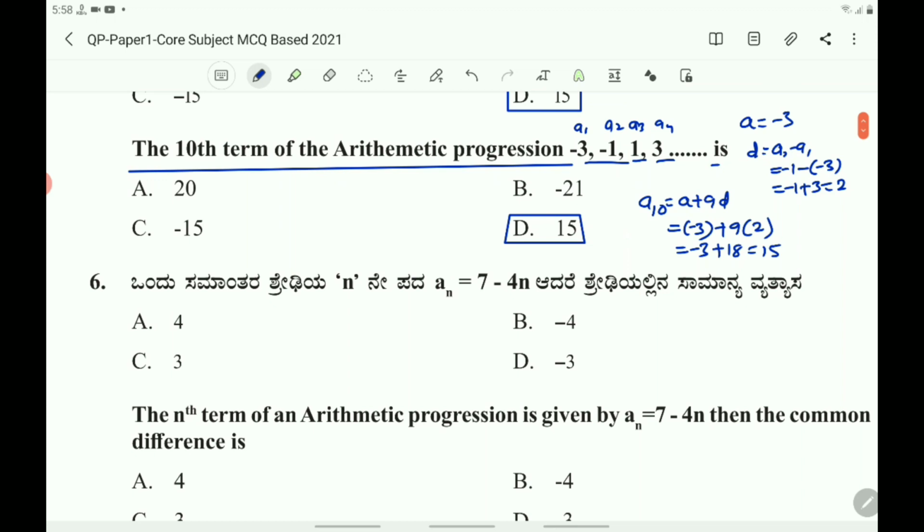Children, for the rough work a sheet will be given. Don't do the rough work on the question paper.